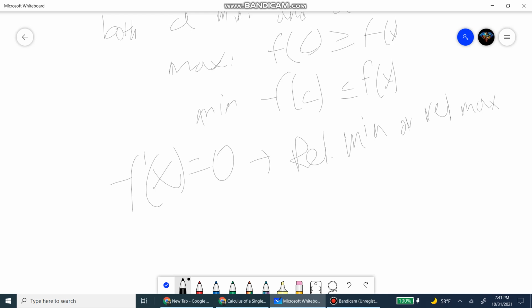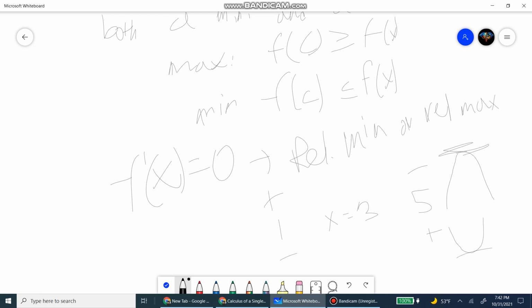And how do you know which one? Plug in a value for the derivative that's less than that x value. Like let's say you get x equals 3 for it to equal 0. Plug in 1 and plug in 5 or something like that. If 1 gives positive and 5 gives negative, that means the function was increasing because of positive slope, then it was decreasing, and you know that it's a relative max. If you have a negative slope and then positive, it was decreasing and then increasing, so it's a relative min.